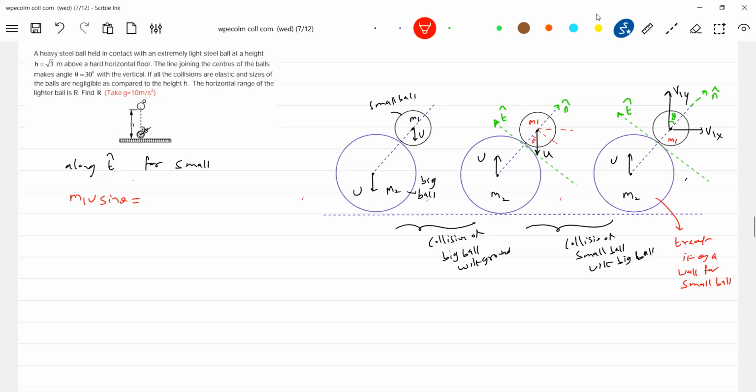This will be theta, no? So m1 u sine theta should be equal to m1 v1x cos theta minus m1 v1y sine theta. Theta is available for us, so I get one equation now. U by 2 equals v1x root 3 by 2 minus v1y by 2. Keep it as equation 1.